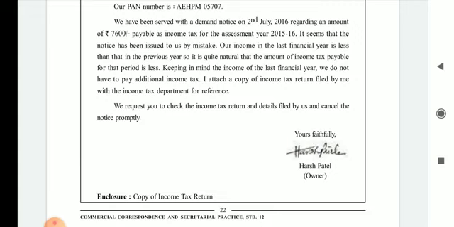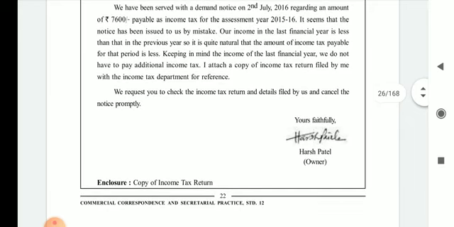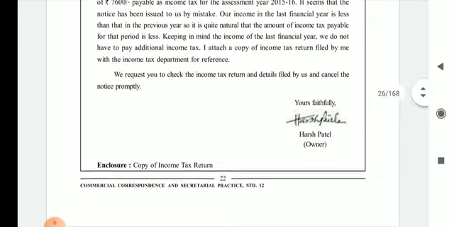I attach a copy of the income tax return filed by me with the income tax department for reference. Here they mention that if you want to check that I am not telling a lie, for your reference I am attaching the copy of the income tax return which I have filed. So the owner mentioned that if you want to check, I am providing you the copy of the income tax return which I have filed with the department, and you can go through it.